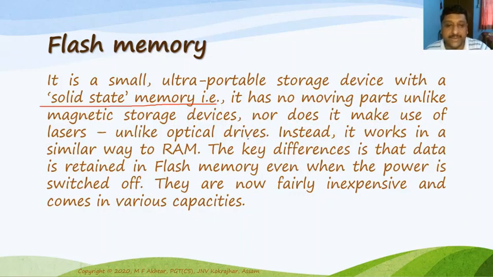Unlike optical drives, flash memory works in a similar way to RAM. RAM means data is read or written electronically. The key difference is that data is retained in flash memory even when the power is switched off. In case of RAM, data is stored temporarily, but in flash memory or SSD memory, data is stored permanently.